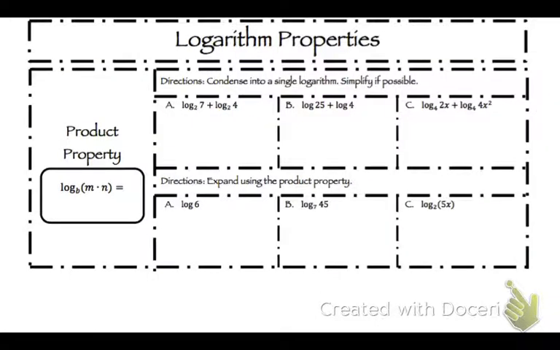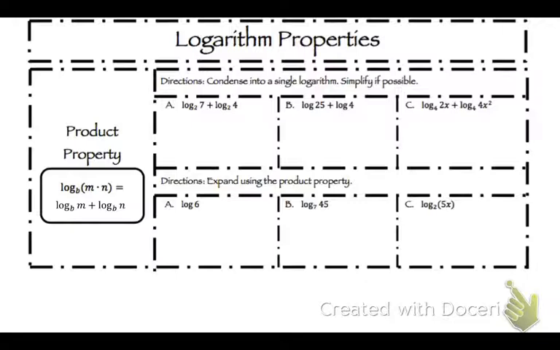Now, we have different properties that go along with logarithms. We went through how to change them from a log to an exponential. Now there's different properties. So say you have log base b of m times n. Well, that's the same thing as log base b of m plus log base b of n. So you can use that property to condense these.